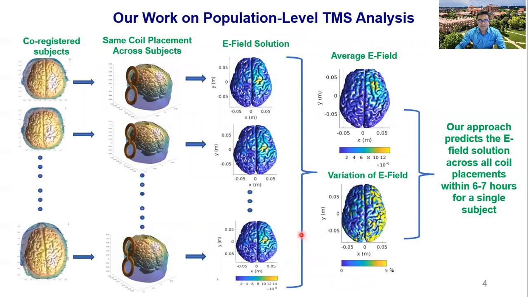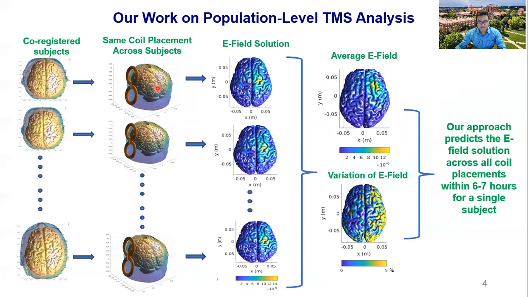So we propose a population level workflow here. We have multiple co-registered head models. We position the TMS coil at the same scalp position across different subjects. And then we solve for the electric fields and get the statistics. So the workflow that you are seeing here in this slide is just for one chosen coil position and orientation. To predict the uncertainty for any coil position that is placed over any position over the scalp of a subject or different subjects, you need to do this for a huge number of coil positions scattered on the scalp. And each position should be associated with a wide range of coil orientations.